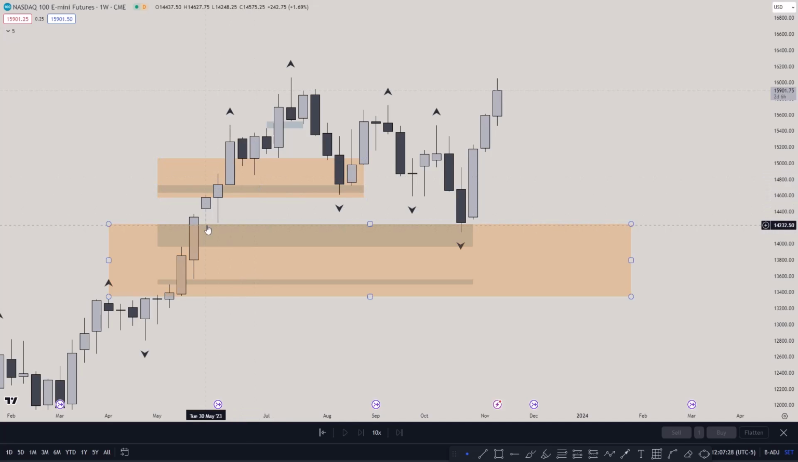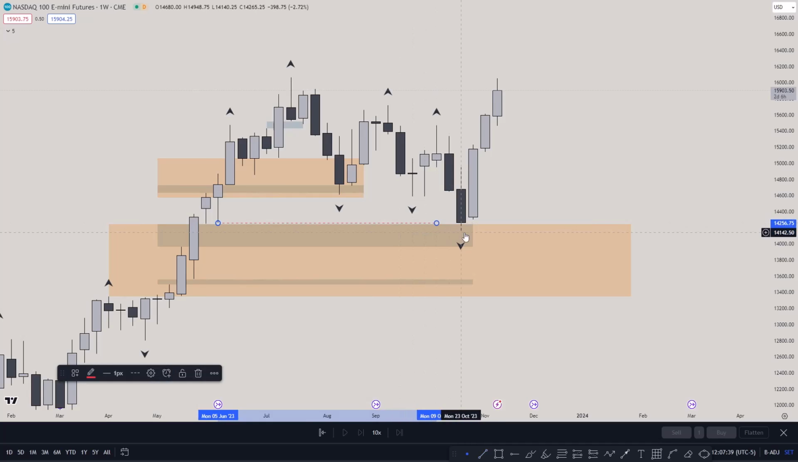What do we have here? There is this fair value gap that is unfilled. And what do we have here? A very clean liquidity level just above it. Just above it. So the closer the liquidity to the fair value gap, the better it is.